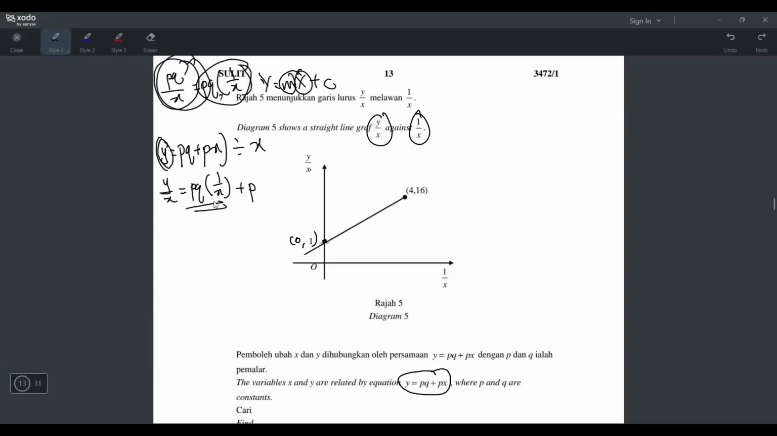But I prefer writing it like this so that later I can see which one is my gradient and which one is my y-intercept. If I mix everything up like this, then it's very hard to see which one is the gradient and which one is the y-intercept. That is why it's recommended to write like this. So y equals mx plus c.